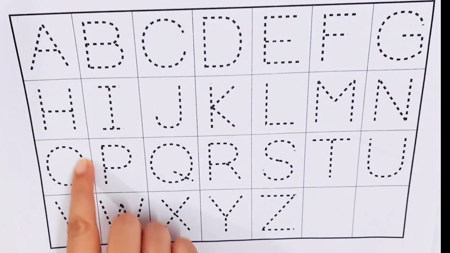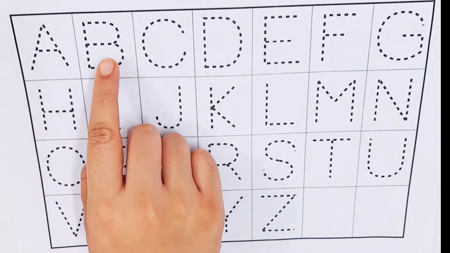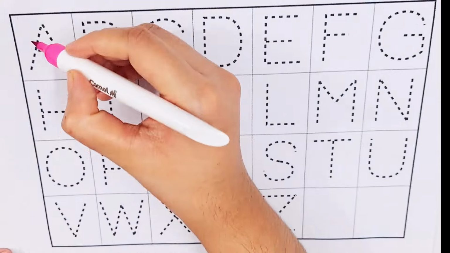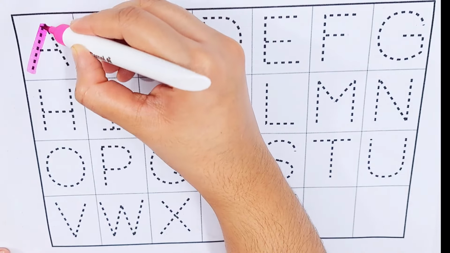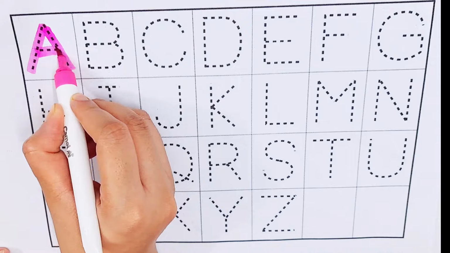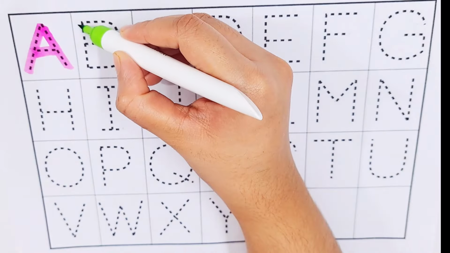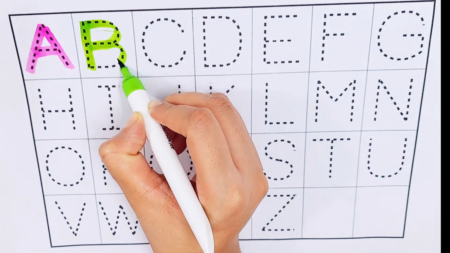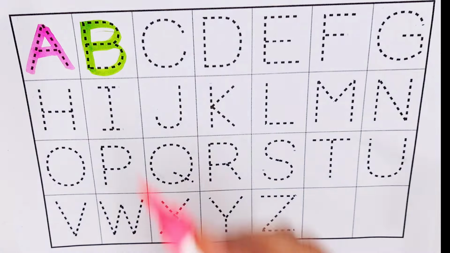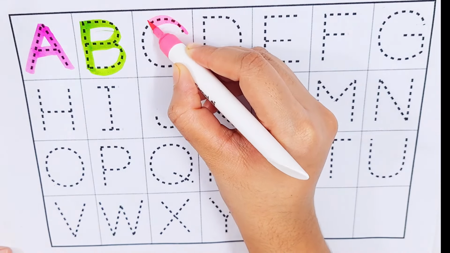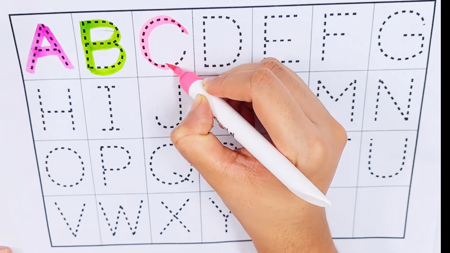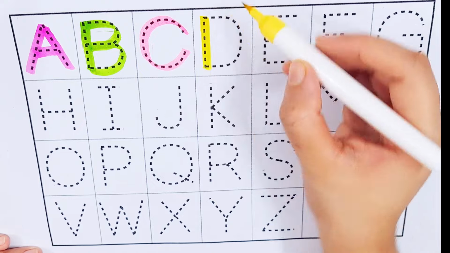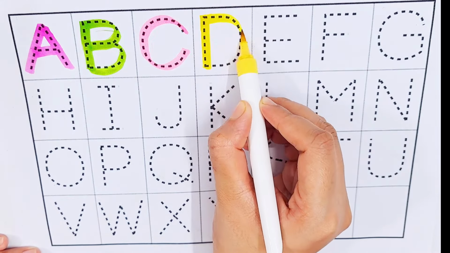Today we will learn some alphabets A, B, C, D. A for aeroplane. B for bus. C for car. D for dolphin.